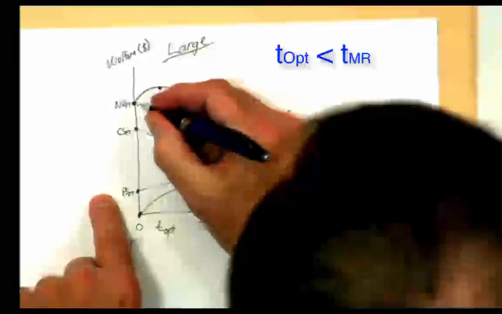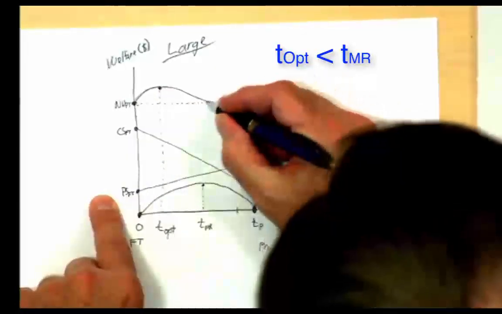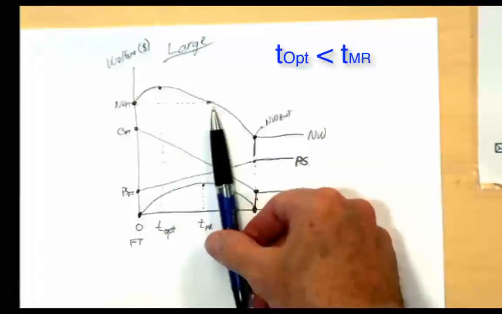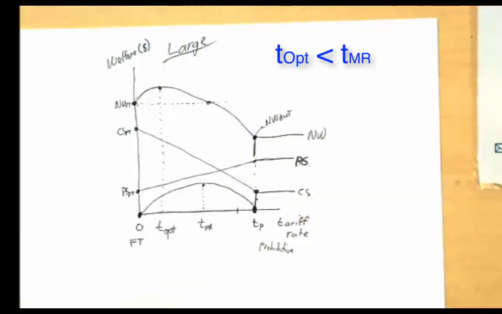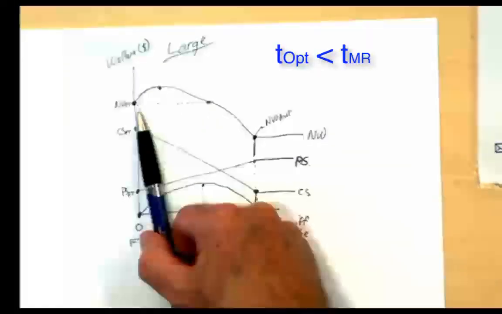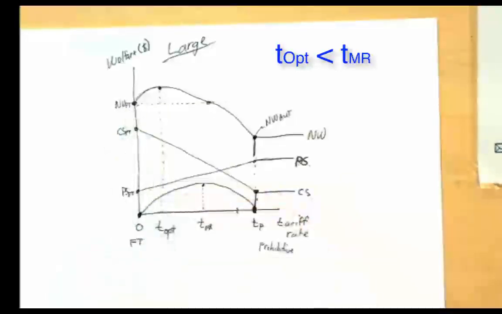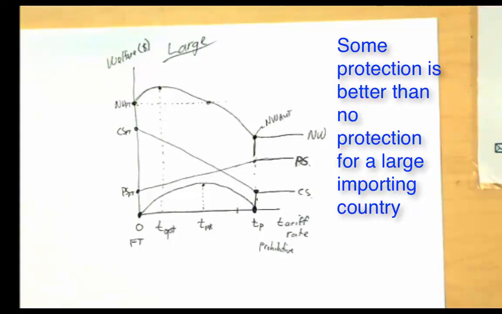Now, we will reach a point. I don't have a name for this tariff. But we will reach a point like that, where once we get beyond that tariff rate, national welfare is going to fall below the level that existed in free trade. As long as we keep the tariff in this range, we're going to be better off as a country than we were in free trade. So there's going to be a range of tariffs on the low end, wherein a large country is actually going to be better off with a small level of protection than it would be in free trade. A small amount of protection for a large importing country is going to be better than free trade in a large country case.